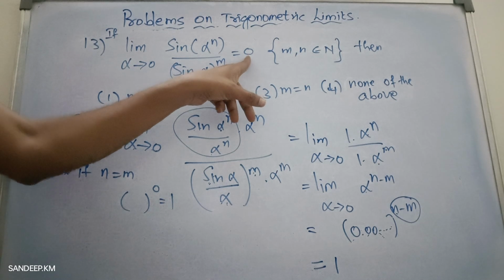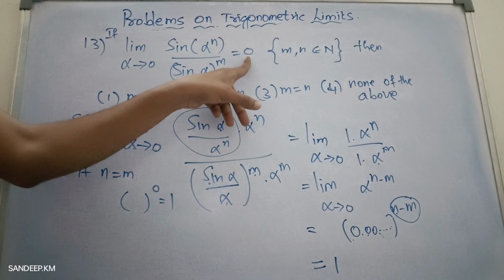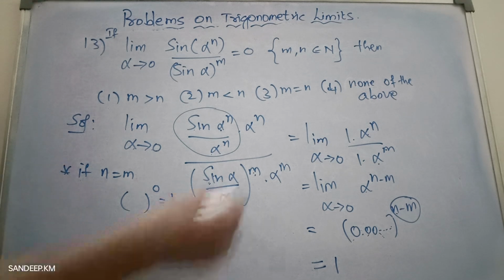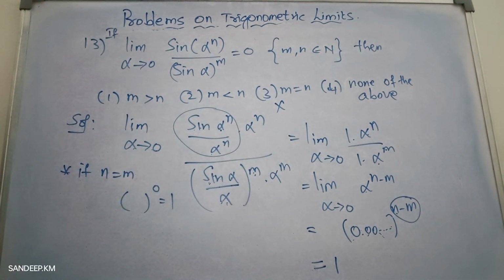But the answer should not be 1. My answer should be 0. What is the meaning of it? So therefore, m and n cannot be equal. It is not the third option.